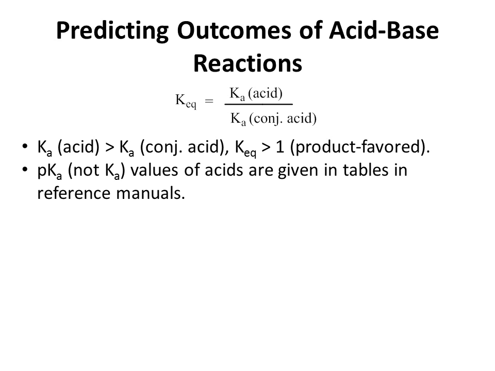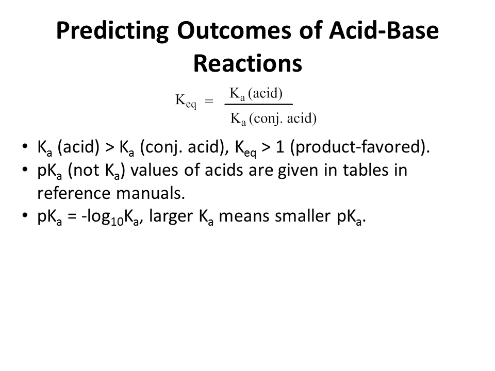pKa, not Ka, values of acids are given in tables and reference manuals. So let's define pKa again. pKa equals the negative log base 10 of the Ka. Now, that means that the larger the Ka is, the smaller the pKa will be. Okay, they're kind of opposite because of that negative term.